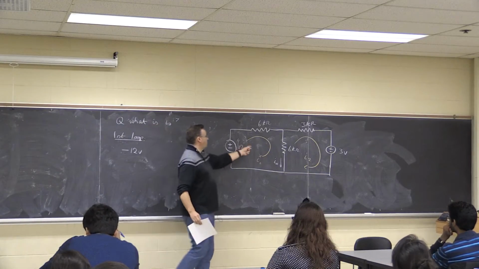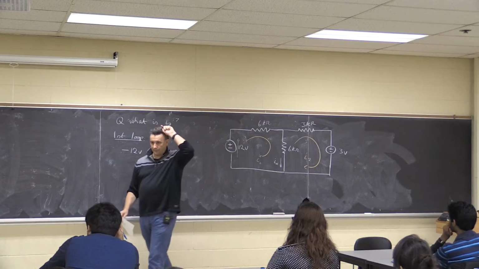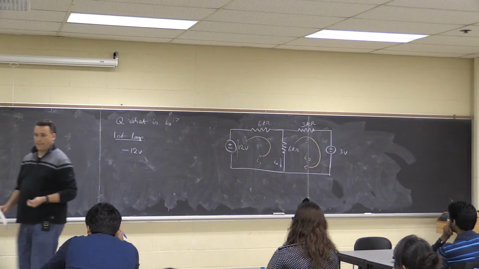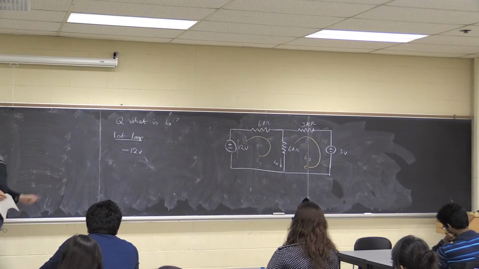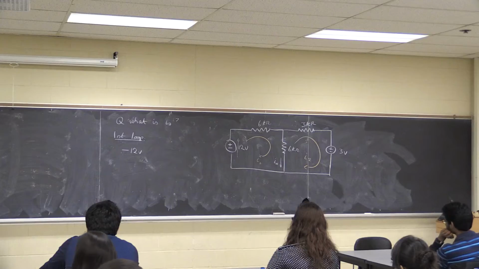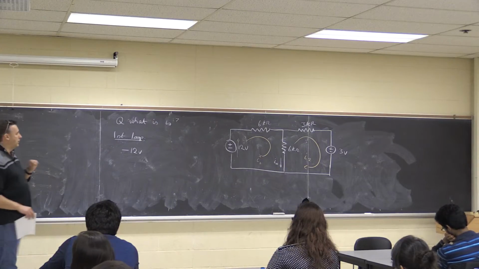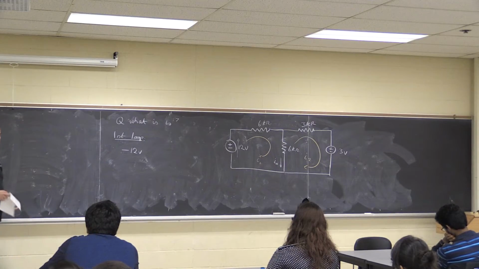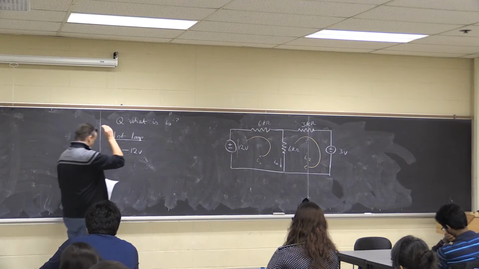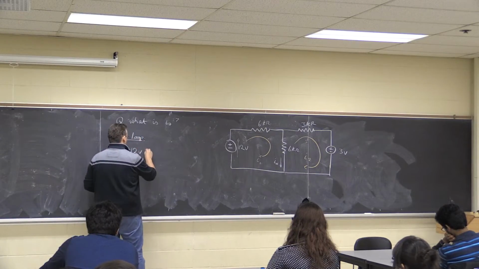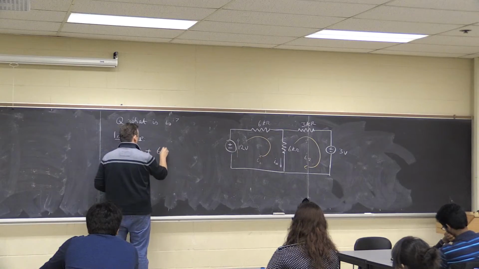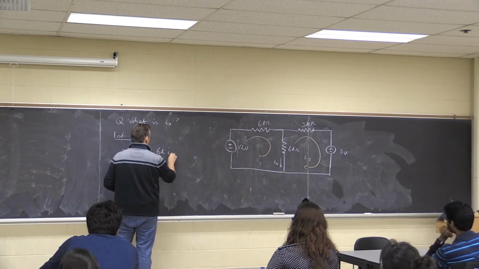Okay, so the voltage drop across this resistor is 6 times, V equals IR, so the current is I1, resistance is 6 kiloohms. So I know the voltage drop across there is going to be 6K. So it's going to be plus 6 kiloohms times I of 1.